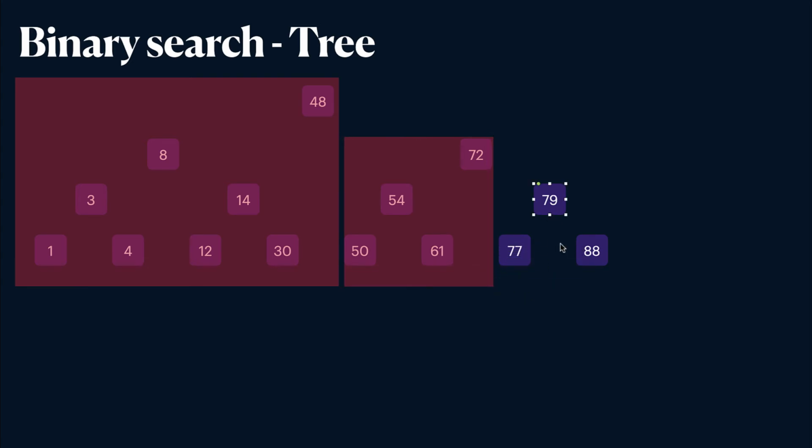And now we check 79. 79 is bigger than 77. Then we are eliminating everything to the right and moving to the left child. And the left child will be 77. That's what we are searching for. So it works the same way as for an array, but using this tree logic.